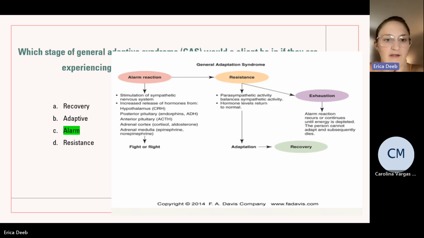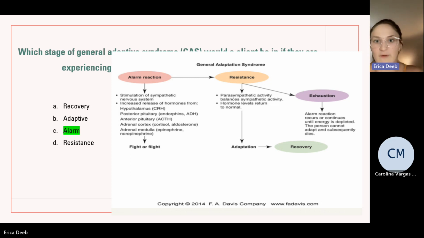So this is a great visual of the stages of GAS, or general adaptation syndrome. First you have your alarm stage, where you're releasing cortisol, epinephrine, norepinephrine, and your sympathetic nervous system is stimulated. Then we move on to the resistance stage. This is where your parasympathetic nervous system comes in to balance out that sympathetic activity. Your body's trying to resist that stress response.